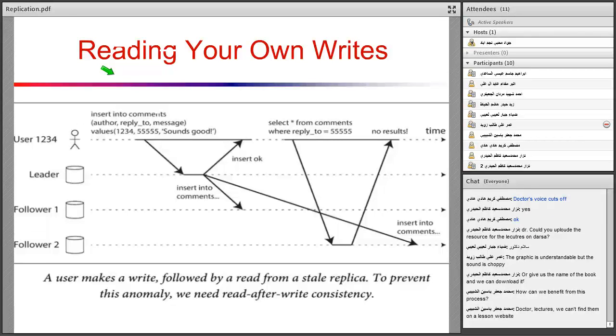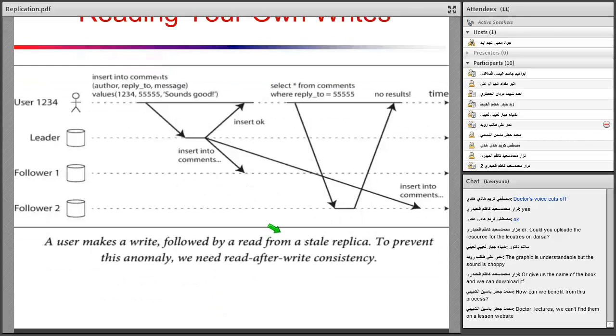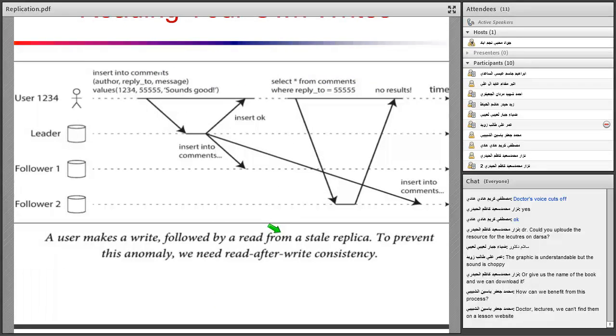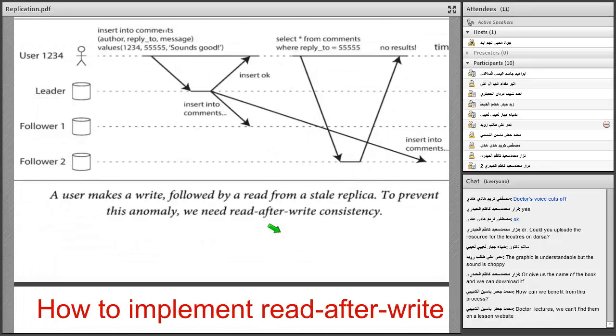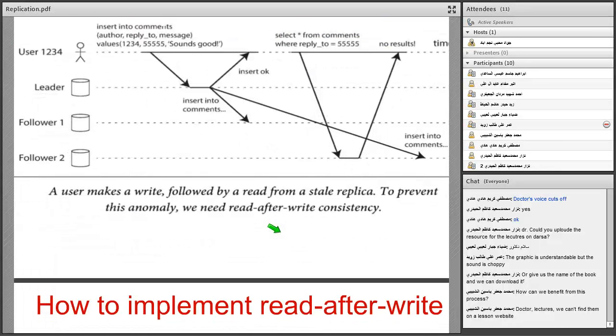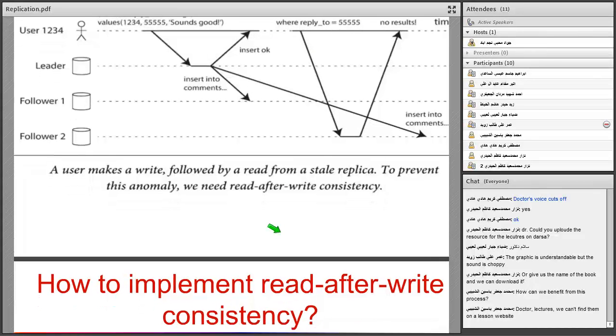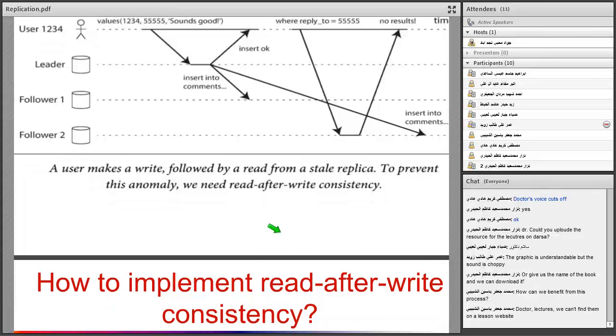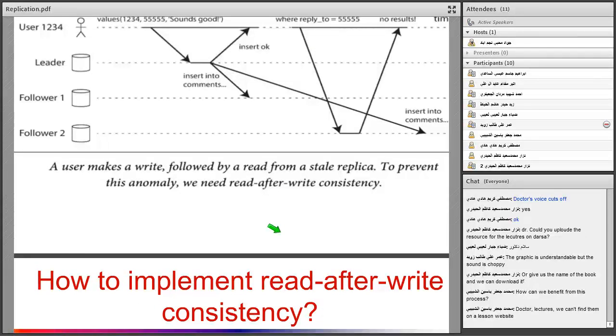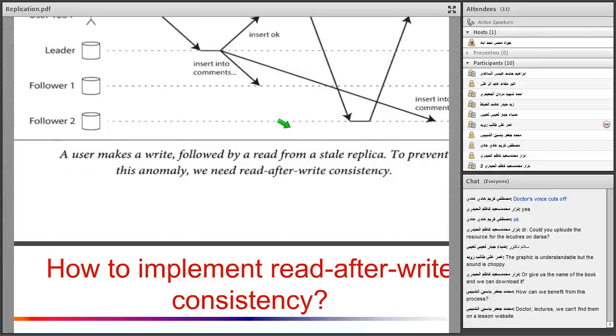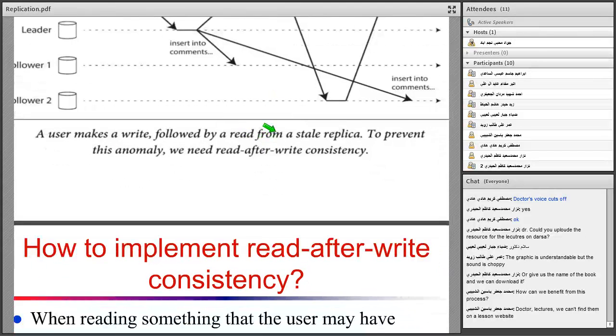We need read after write consistency. How to implement read after write consistency? There are some methods. First, when reading something that the user may have modified, read it from the leader.